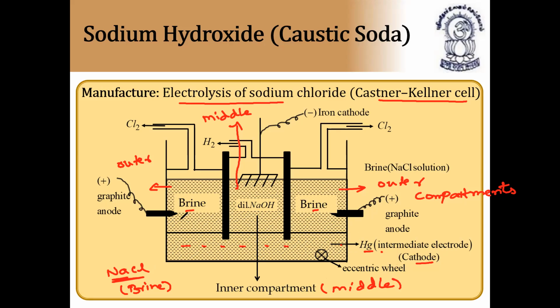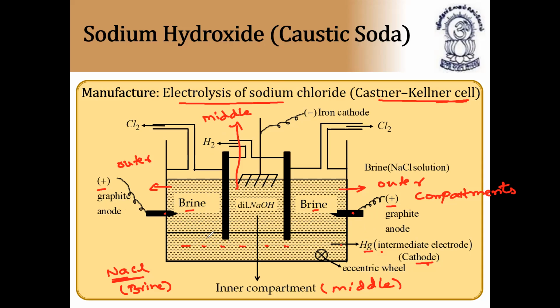In the outer compartments, graphite rods are kept, which act as anodes. The dotted ones are graphite rods. The intermediate mercury acts as the cathode, and in the outer compartments the brine solution with graphite acts as anode. From this experiment, they will definitely give experiment-based questions. This is also called the Castner-Kellner cell. It is used in the preparation of sodium hydroxide by electrolysis of sodium chloride.